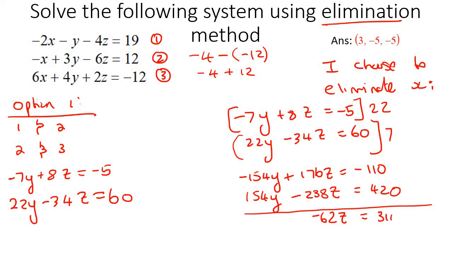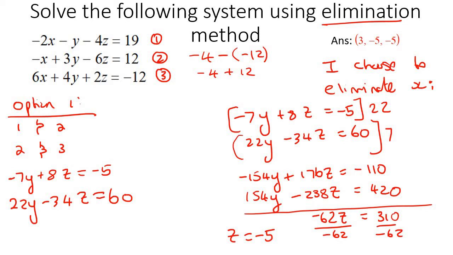Now you hope that when you divide, you get a nice looking number. I mean, it won't always happen that way, but usually it does. So we're going to divide both sides by negative 62. And so we end up with z equals negative 5. Oh yeah, negative 5. And that is correct because I wrote down the answers over there. So now we have z.